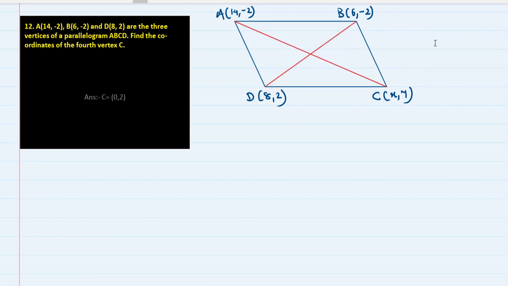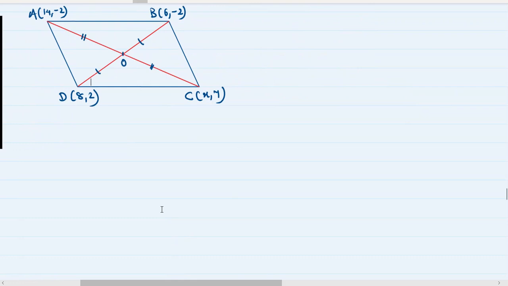Okay, so these are two diagonals. These two diagonals intersect at this point O, let's say. So they both have this common point O. And we know that the diagonals of a parallelogram bisect each other, right? So AO is equal to OC and BO is equal to OD. Diagonals are not of equal length, but they bisect each other. See, now we know B and D, the endpoints of diagonal BD, and we know that O is midpoint of BD.